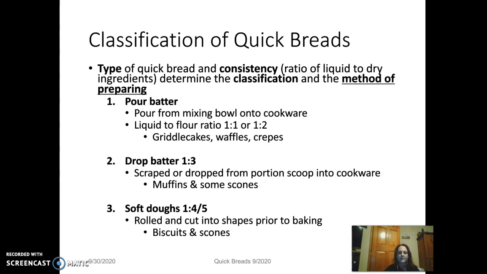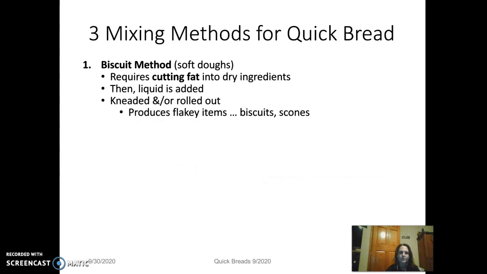So a pour batter is something like waffles or crepes, a 1-to-1 ratio of liquid to dry ingredients. Drop batter is a little stiffer. If you think about some of the cookies that we made, those were drop batters, right? Muffins are another example. And then a soft dough is something that is pliable, that we can roll and then cut into shapes prior to baking. And the examples of those are biscuits and scones.